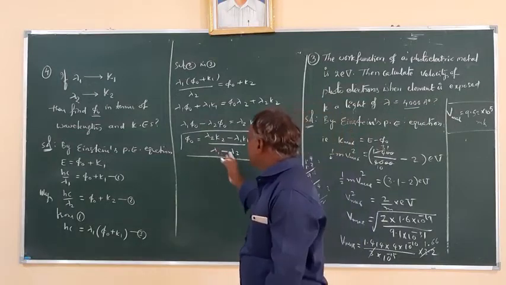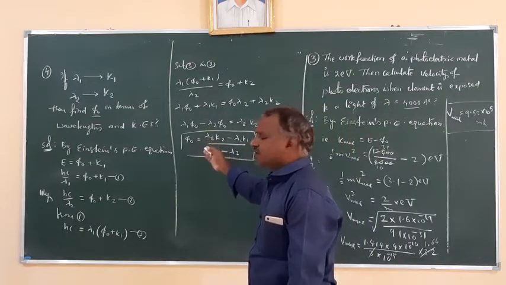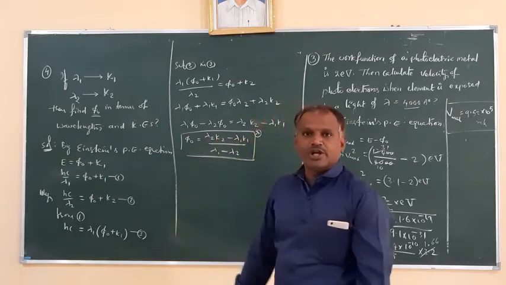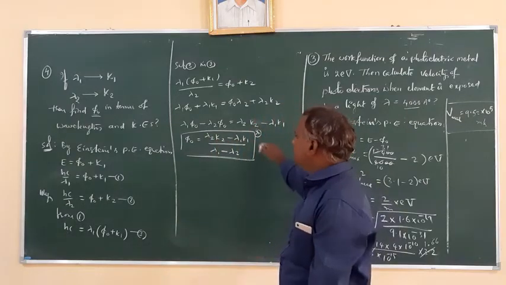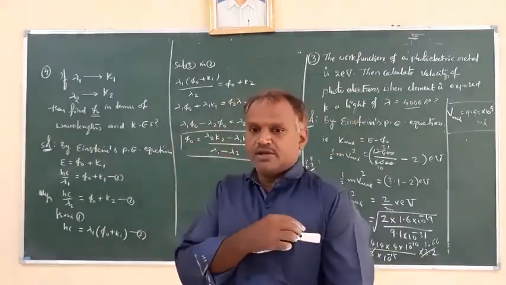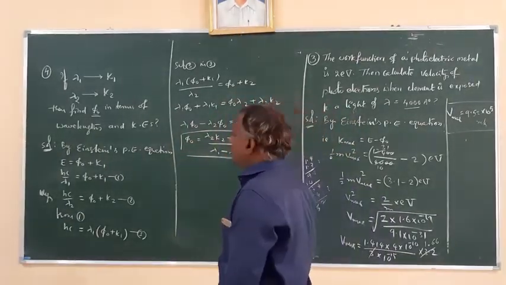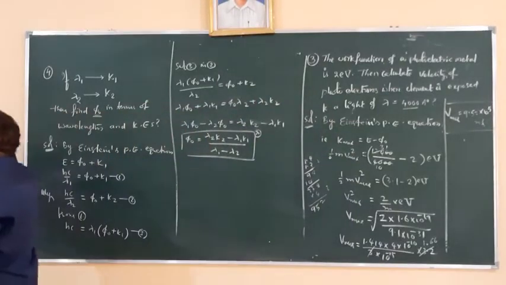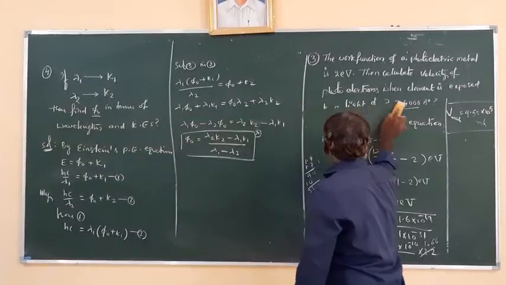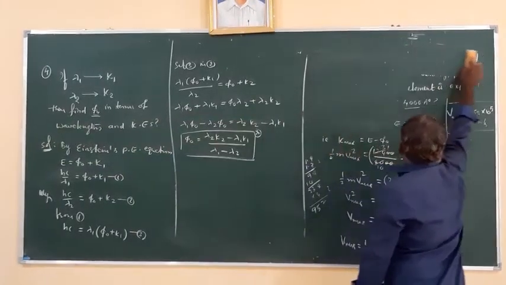Sometimes if you have lambda 2 minus lambda 1, just take a minus common, and you can put lambda 1 K1 minus lambda 2 K2, you can get that also, right? So this is what you can observe. Similarly, there is one more question, and we will go for the next one.